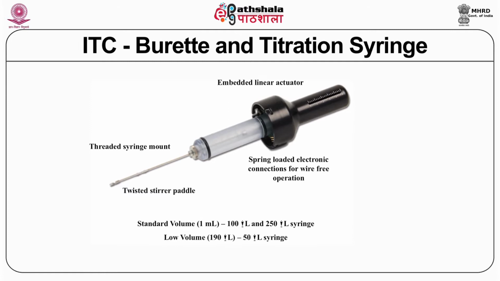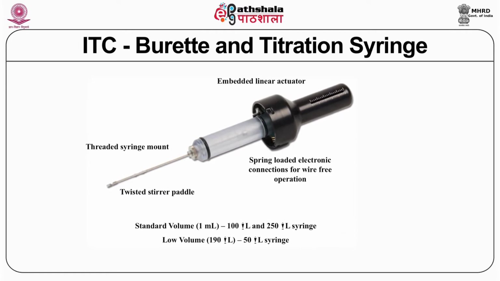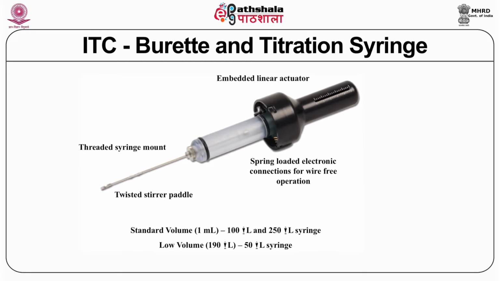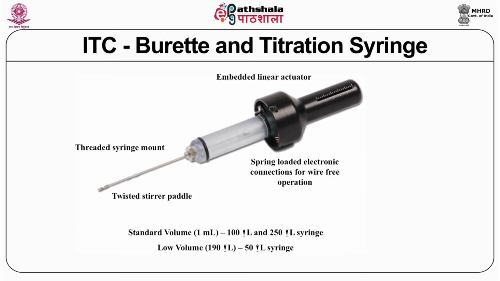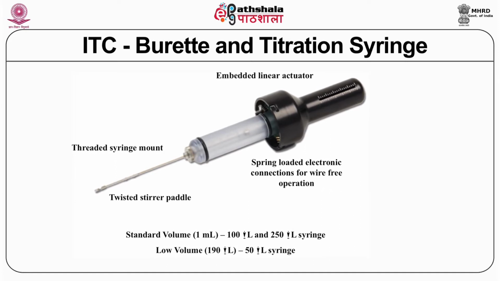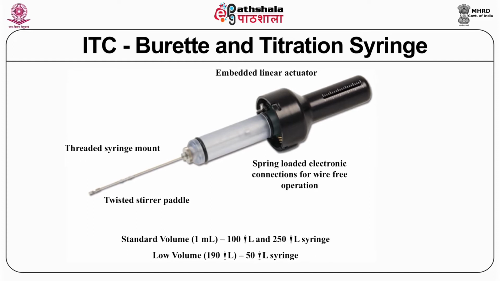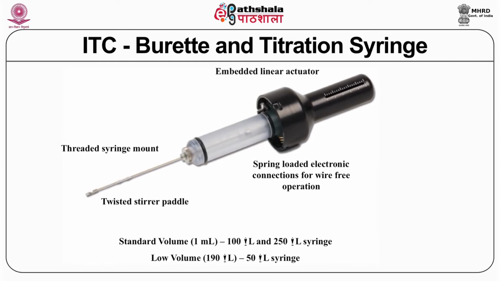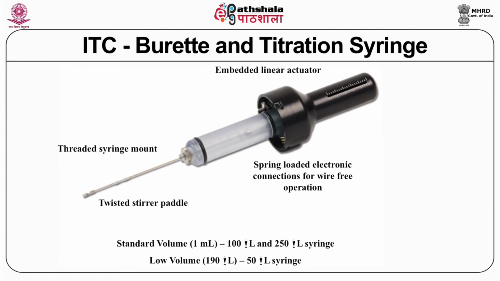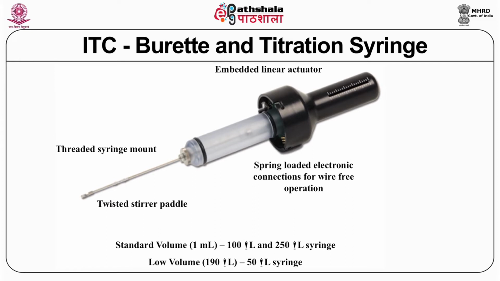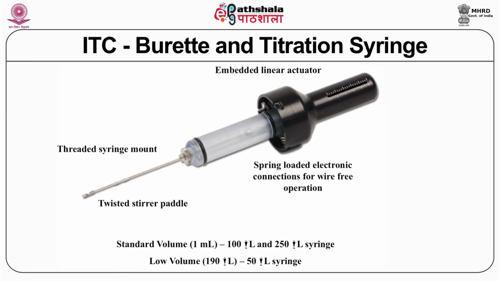This is the ITC burette and titration syringe you see here. This is embedded with a linear actuator, and the syringe has a threaded syringe mount where you put the sample and introduce it into the tube. It has a twisted stirrer paddle also, and this spring is shown here, which you can load with electronic connections for wire-free operation. This is very easy, but it should be used very carefully. These precautions I will mention later.